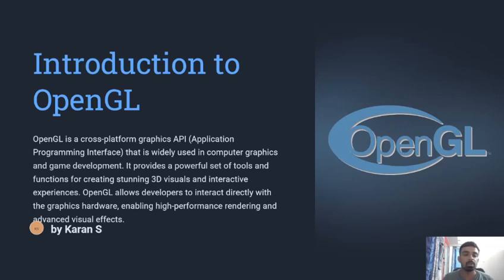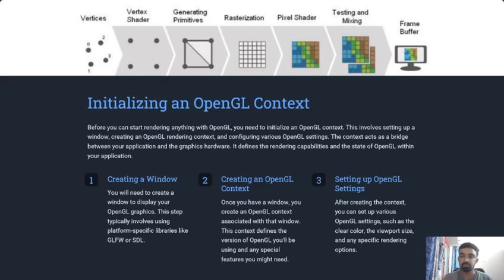Introduction to OpenGL. OpenGL is a cross-platform graphics API that is widely used in computer graphics and game development. It provides a powerful set of tools and functions for creating stunning 3D visuals and interactive experiences. OpenGL allows developers to interact directly with the graphics hardware, enabling high-performance rendering and advanced visual effects.